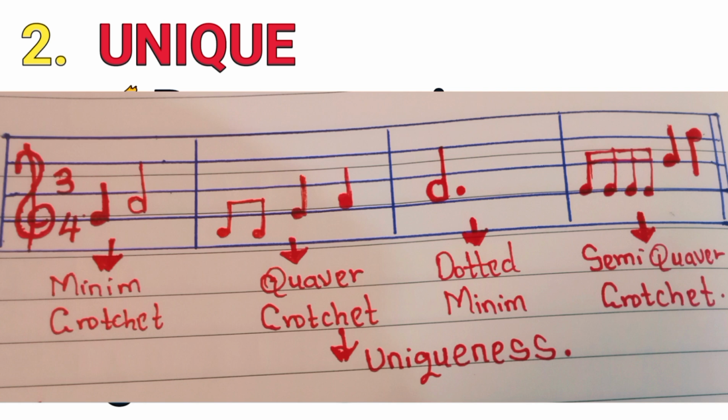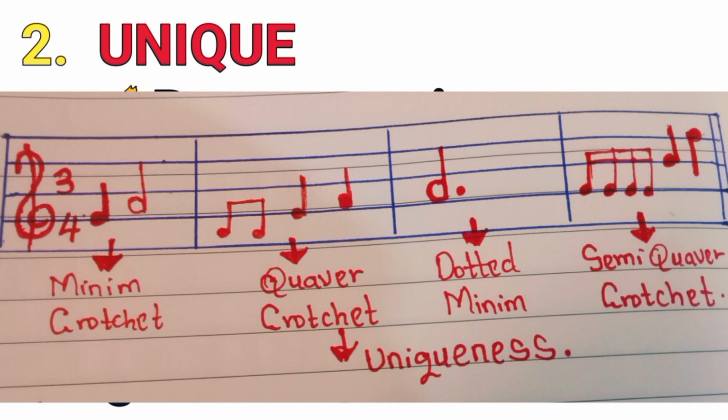You find that in the first bar, I have used minim and crotchet. The second bar, I have used quaver and crotchet, and the third bar I have used dotted minim. The fourth bar I have used semiquaver and crotchet. So you can see there I have not used only crotchets in my rhythmic pattern from the first bar to the last bar. I have incorporated other note values.